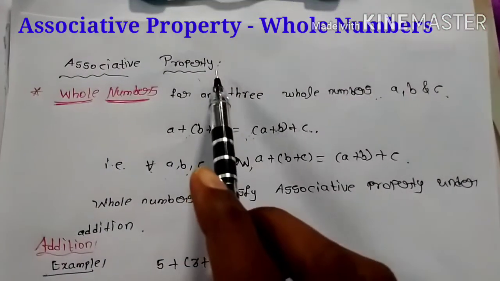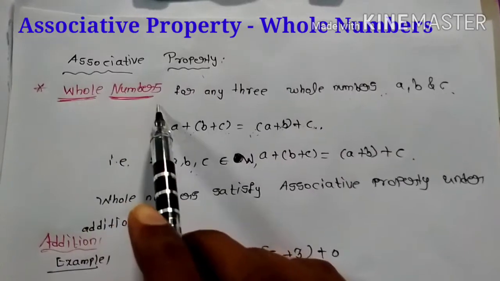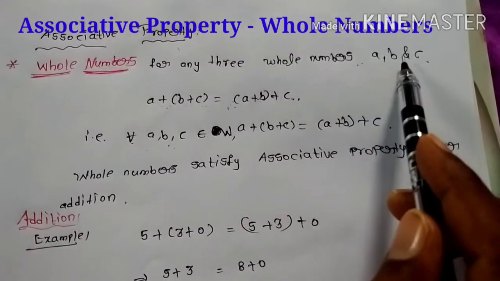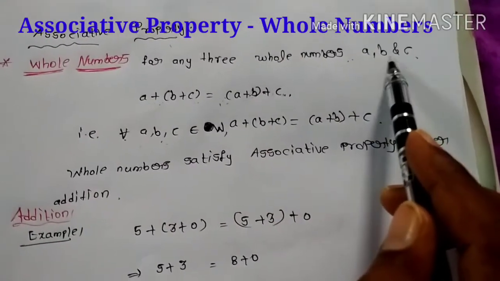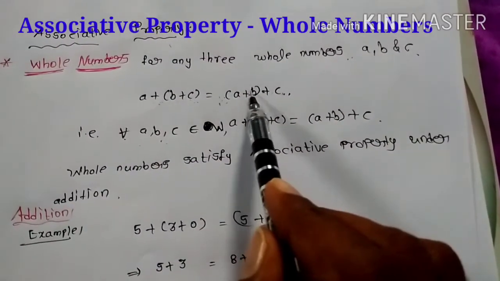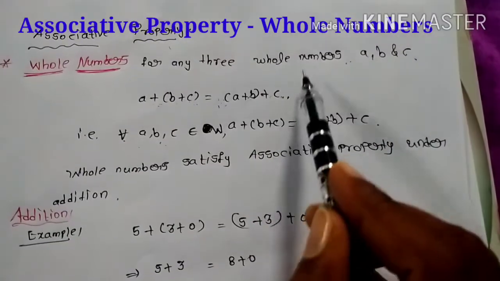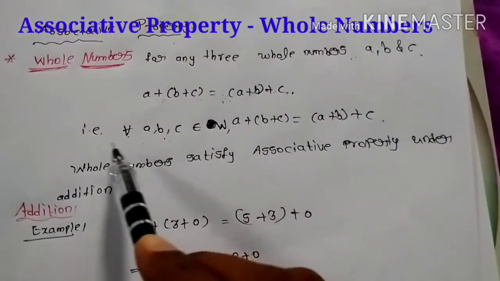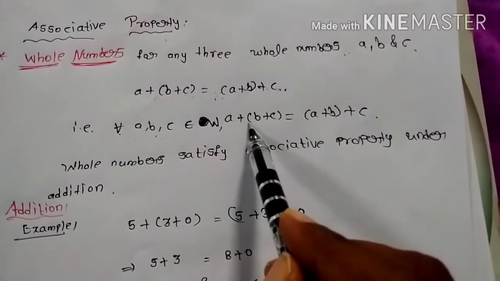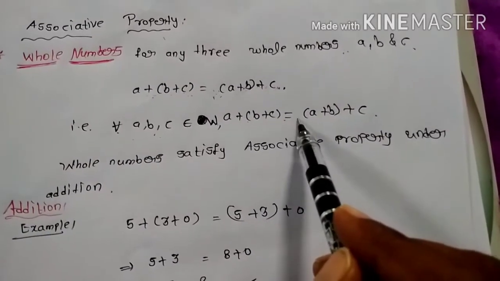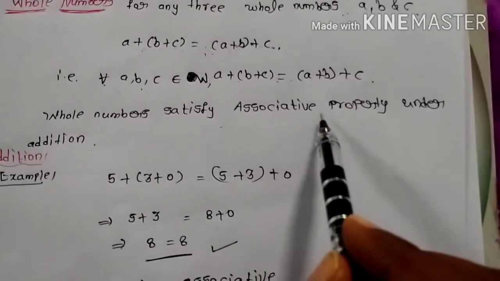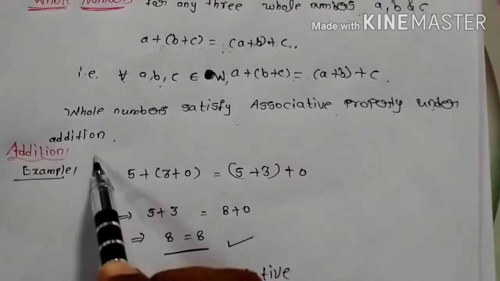Now you can see here the associative property for whole numbers. First I am saying one formula for addition. For any three whole numbers a, b and c, we have to write a plus of b plus c is equal to a plus b of plus c. Instead of writing these two statements, you can write a single statement. For all a, b, c belongs to W, a plus of b plus c is equal to a plus b of plus c. Whole numbers satisfy the associative property under addition.